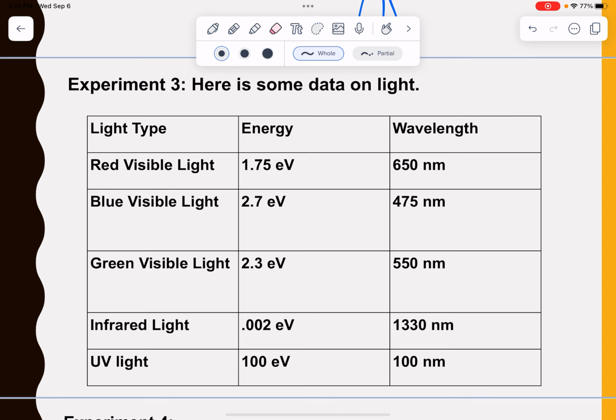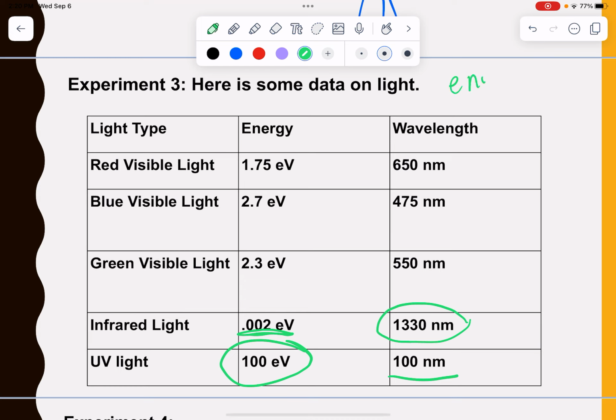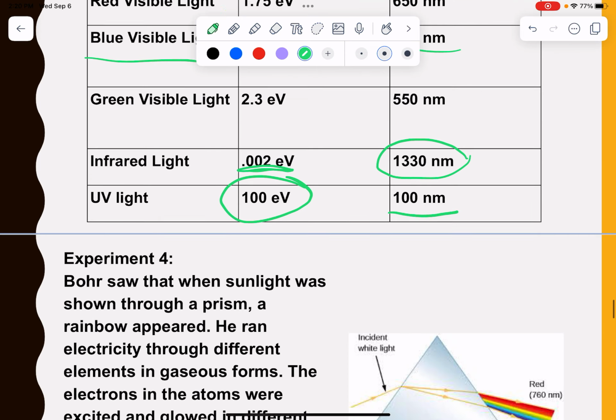And as part of that relationship, he also realized that the particle with the highest amount of energy, in this case the UV light here, has the smallest wavelength. And the one with the lowest energy, this infrared, has the biggest wavelength. So he realized that as the energy goes up, the wavelength goes down. And basically that there's a relationship between the color of light and its energy or wavelength, that not all light is the same.